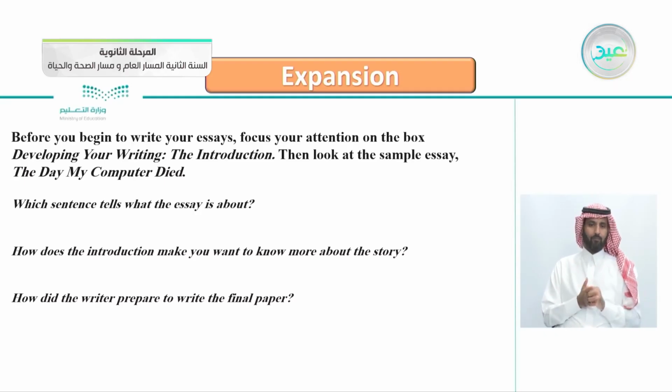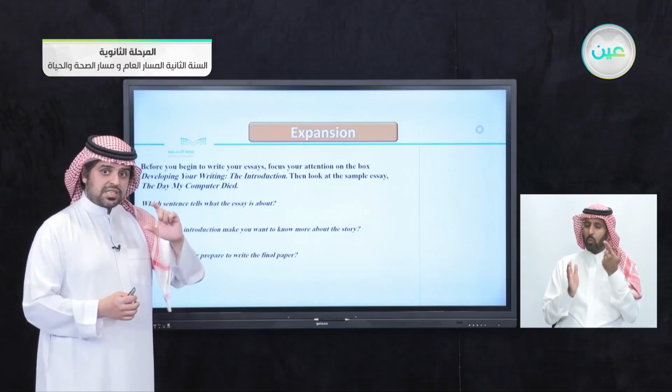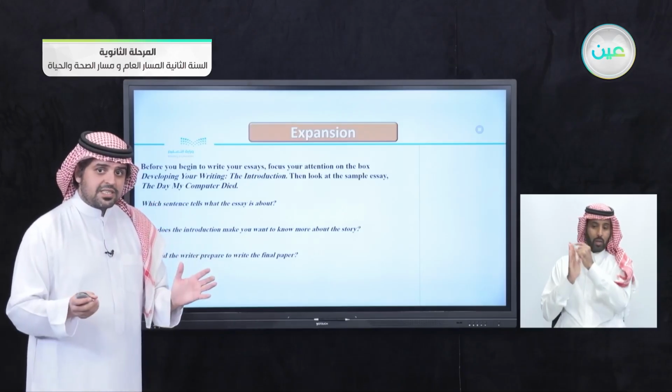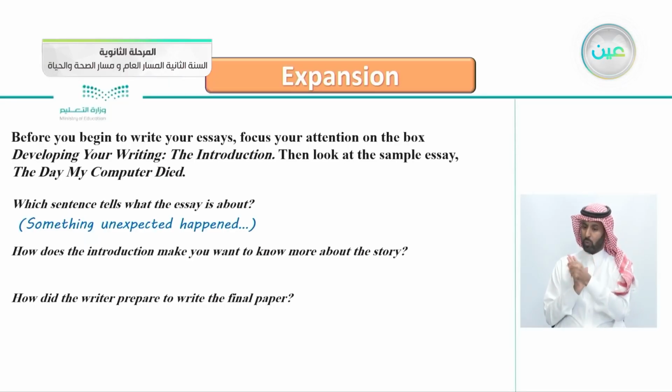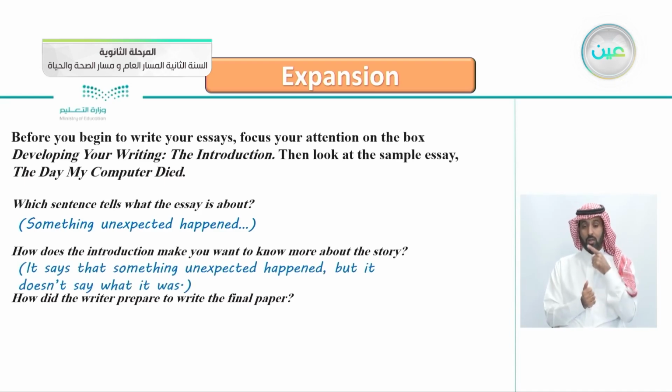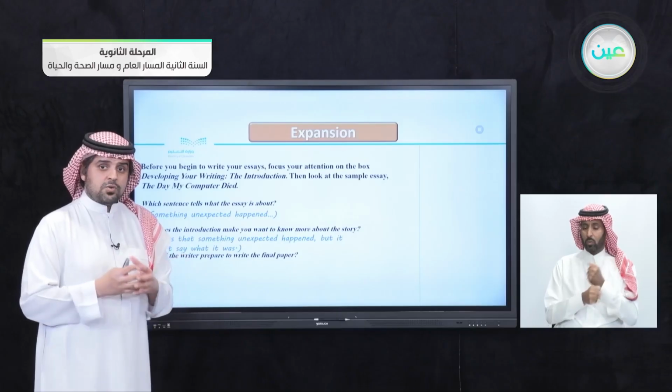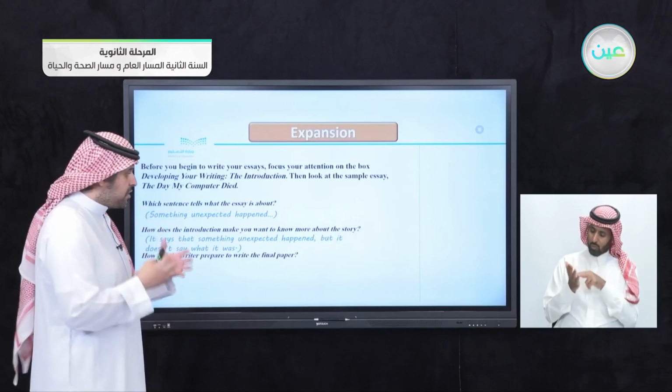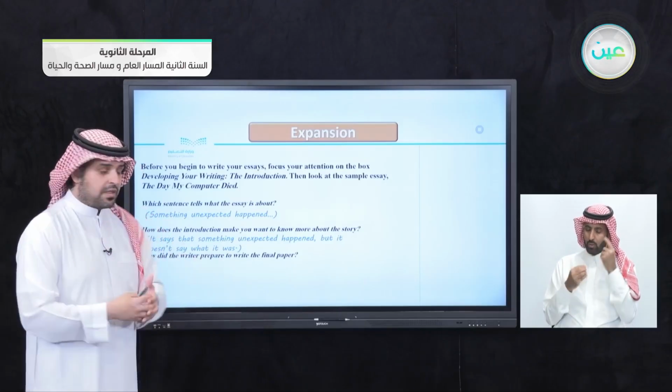Which sentence tells you what the essay is about in the introduction? The topic sentence. Yes, that's correct. Something unexpected happened. This grabbed your attention. This sentence grabbed your attention. So this is the topic sentence in the introduction. How does the introduction make you want to know more about the story? Yes, it says that something unexpected happened, but it doesn't say what it was. So it keeps you on your feet, and you want to know more about the story.